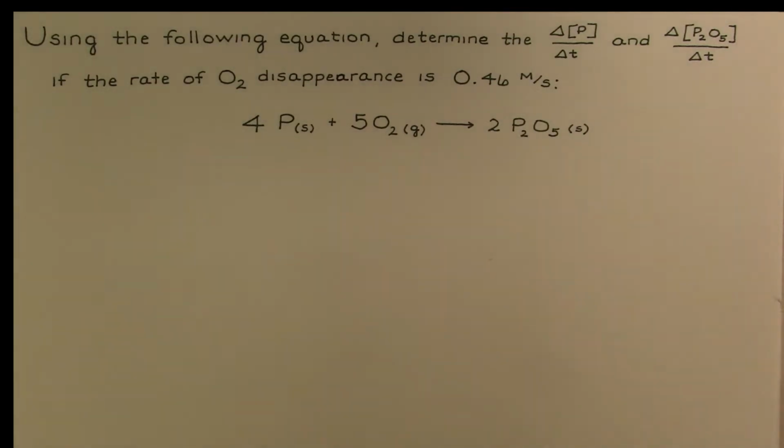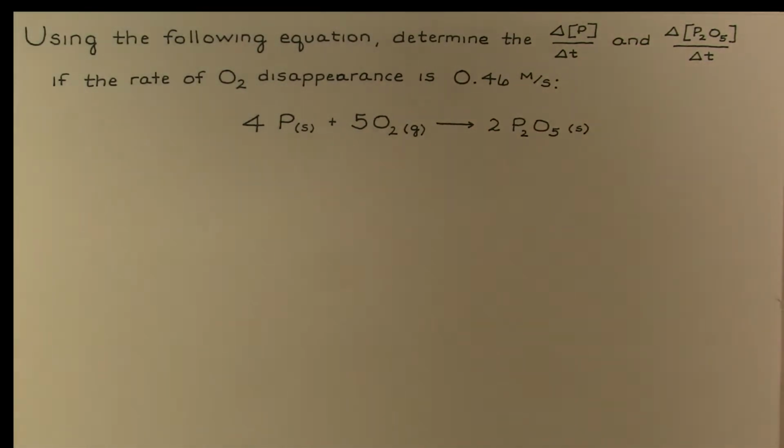In this video, we will be discussing how to determine the average rate of a kinetics experiment using the balanced chemical equation. We will be doing two problems. The first problem says, using the following equation, determine the change in concentration for P and the change in concentration for P2O5 if the rate of O2 disappearance is 0.46 molar per second.